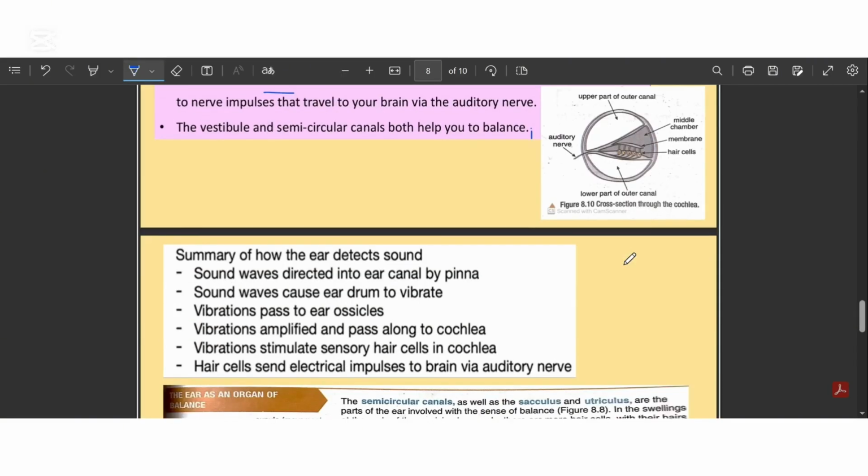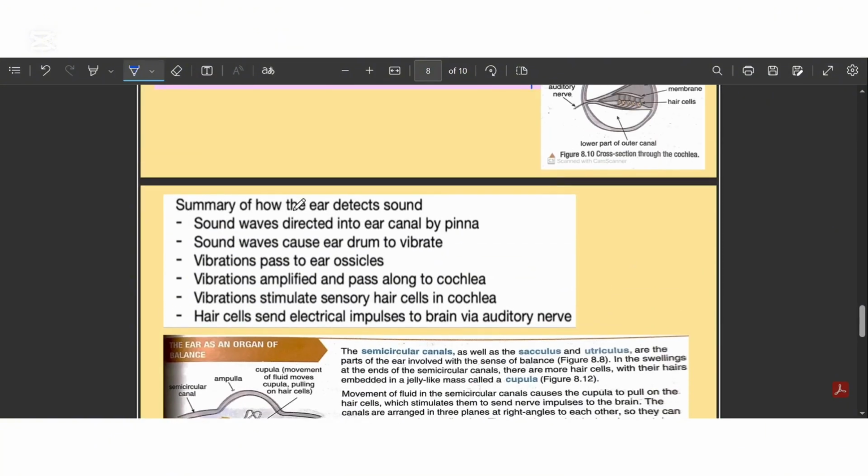Now, since we have completed this, here's a short summary of how the ear detects sounds. You can have a quick review: sound waves are directed into the ear canal by the pinna. Sound waves cause the eardrum to vibrate. Vibrations pass through the ossicles, are amplified, and pass along the cochlea. Vibrations stimulate hair sensory cells in the cochlea. Hair cells send electrical impulses to the brain via the auditory nerve.